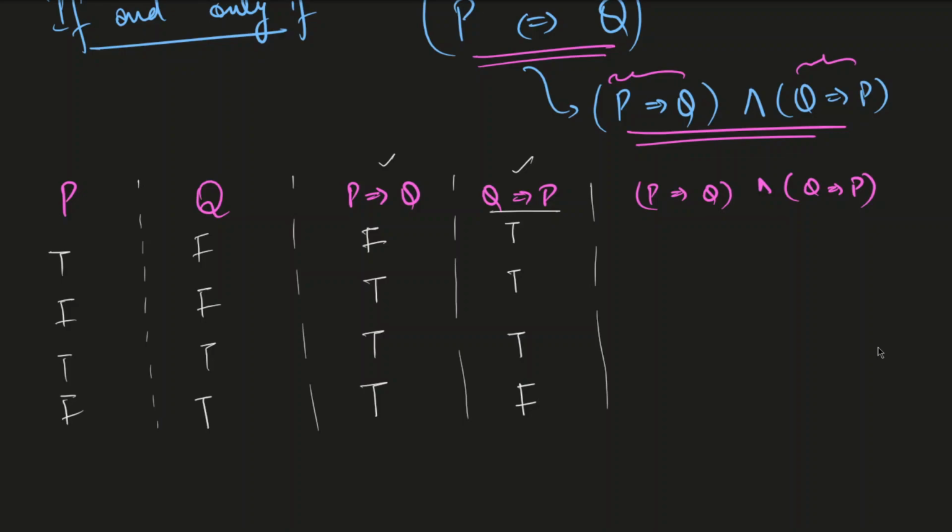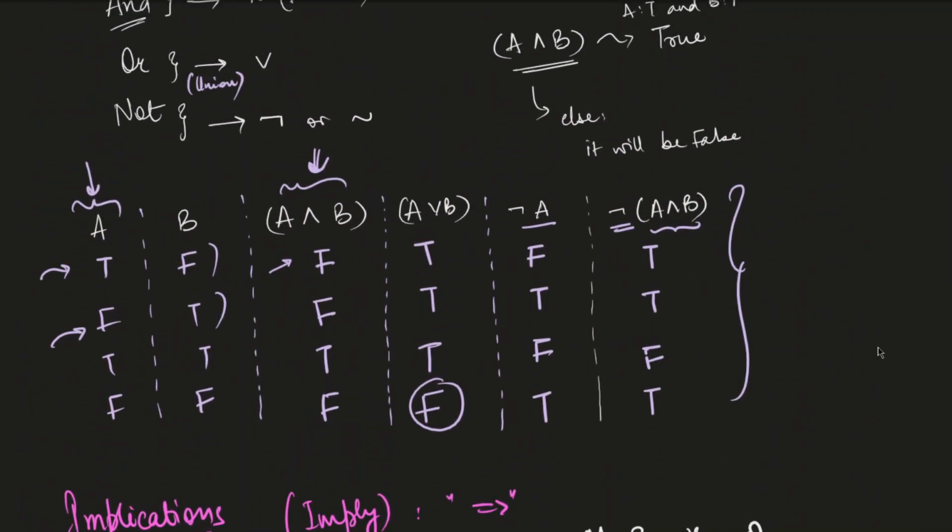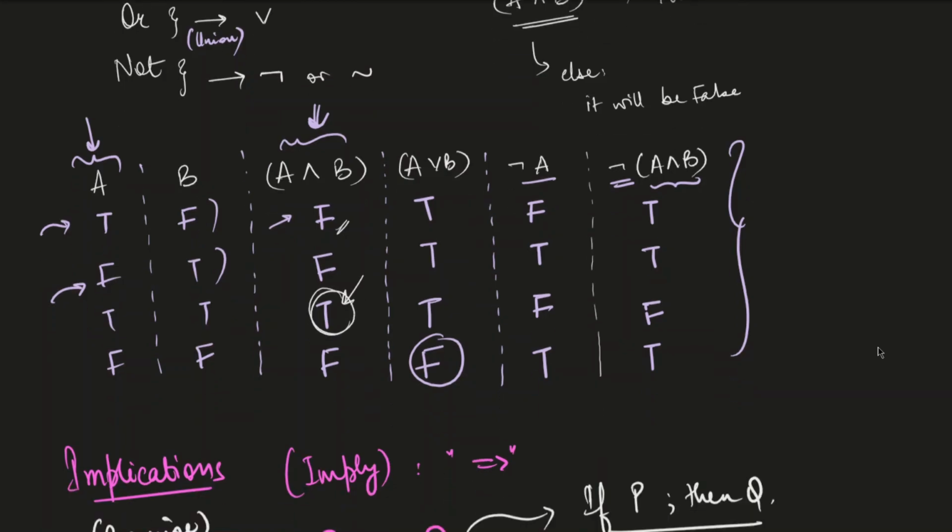Now, we have this case where we take this first and this second, and we take an AND statement between them. Now, AND, we remember, is when both of them are true, only then is the AND statement true, else it's just false.